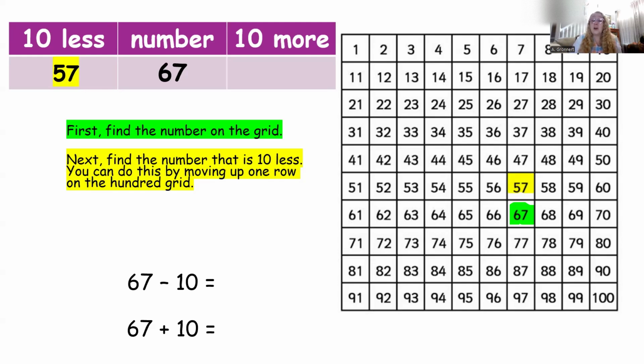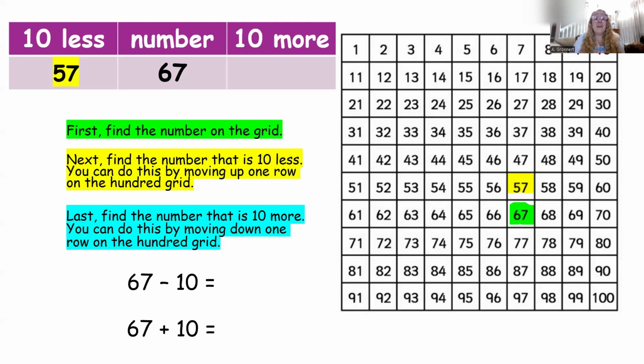Now look at the chart again. We need to find the number that is 10 more. Which way do we move? You got it. We move down one row. So now we can see that the number that is 10 more is 77. Color that in and write it on the chart. 77 is 10 more than 67. So we can solve our equations. 67 minus 10 is 57, and 67 plus 10 is 77.